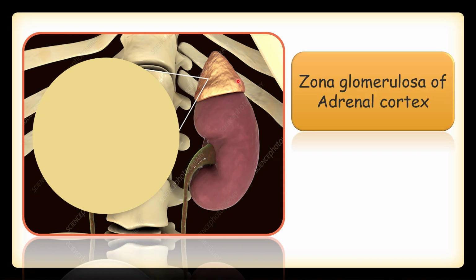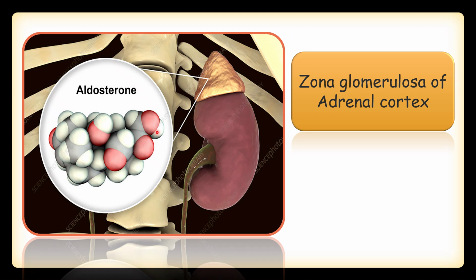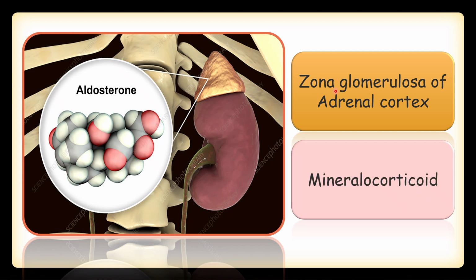So the zona glomerulosa of the adrenal cortex secretes a hormone called aldosterone. The aldosterone is secreted by the zona glomerulosa of the adrenal cortex, and it is called a mineralocorticoid. Why is it called a mineralocorticoid? Because it is going to balance the mineral level in our body. So that is why it is called a mineralocorticoid.